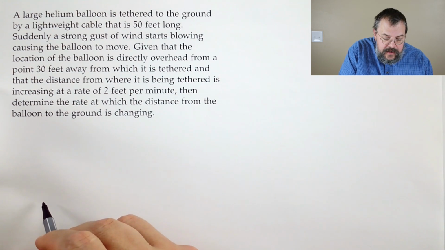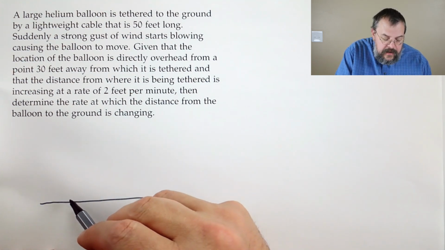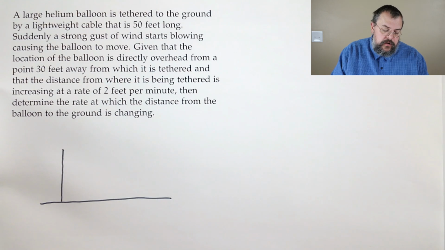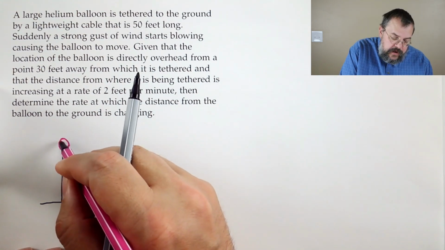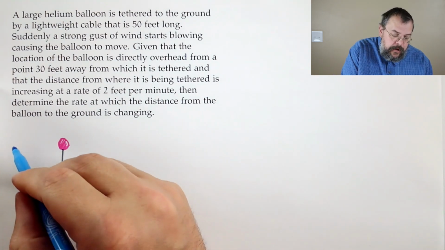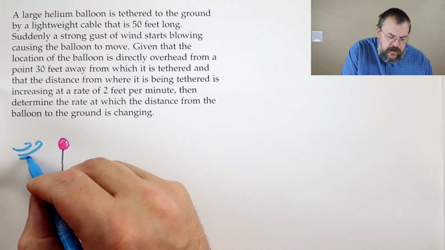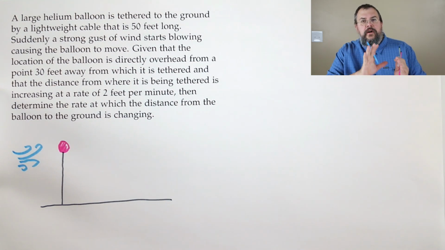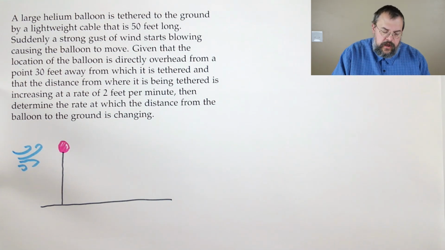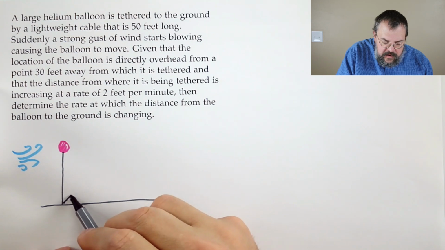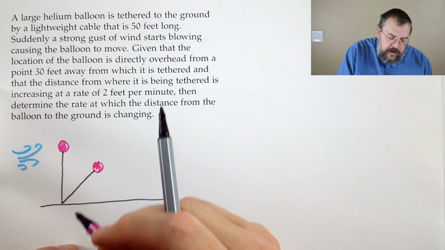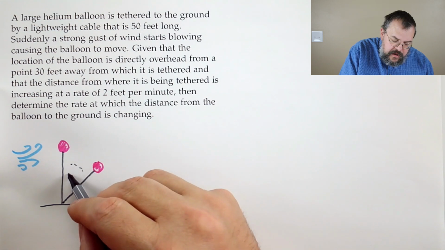So let's think about our picture. So we have the ground. Then we have the balloon. Initially, the balloon was just straight up, because the balloon would pull it straight up. So here's our balloon. Now, our wind starts blowing. And what happens? As the wind blows, it's going to cause things to move. So our balloon is going to start heading this way, and it's going to start moving over. Well, it's going to end up doing this. So this is what's happened.